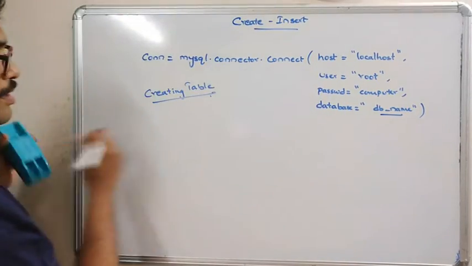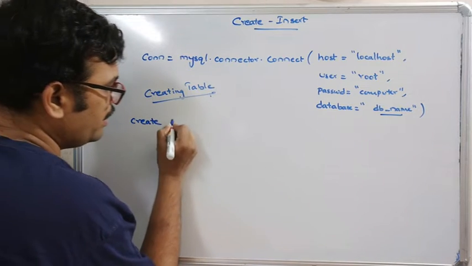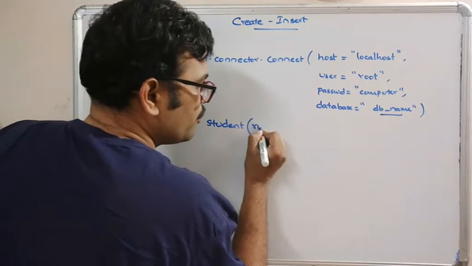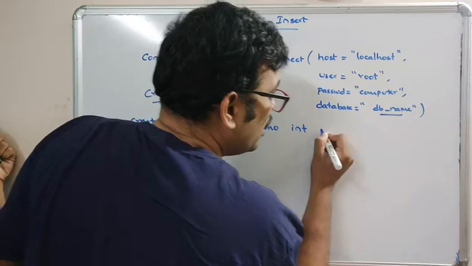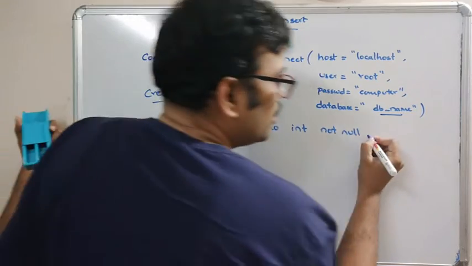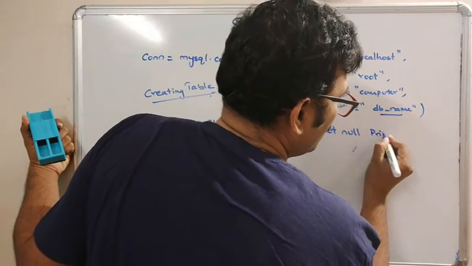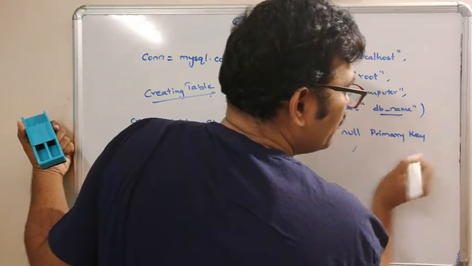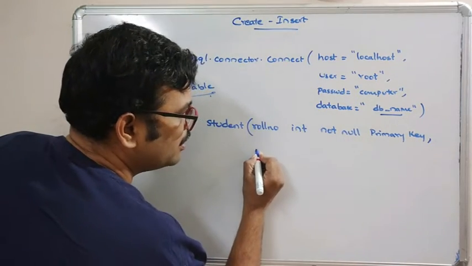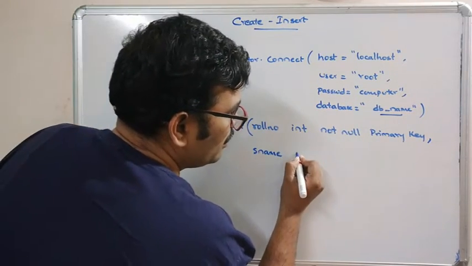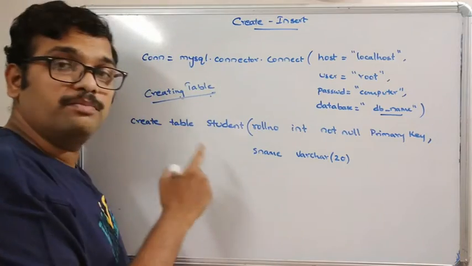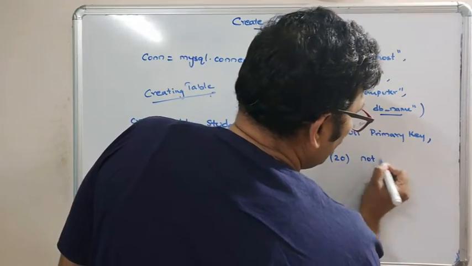Create table student, roll number integer NOT NULL. I will give NOT NULL, because without the roll number the record should not be entered, right? NOT NULL, PRIMARY KEY. So with respect to the roll number, there must be no duplicates. Comma, go with the second column, name, varchar. This is a character type, right? Varchar of 20. The maximum length that should be accepted is 20 characters, and NOT NULL.